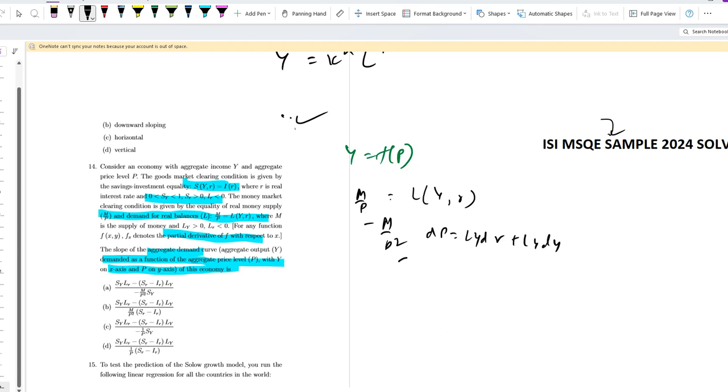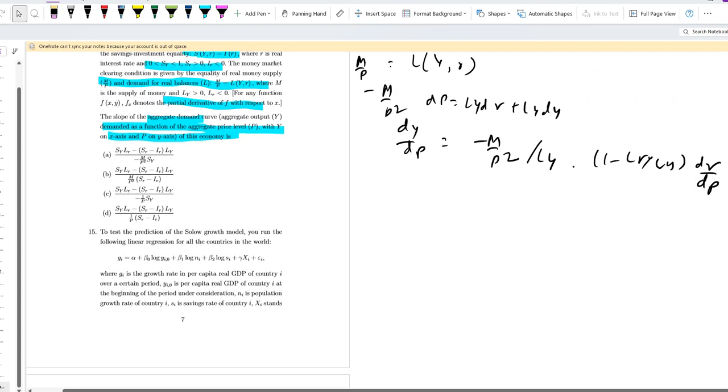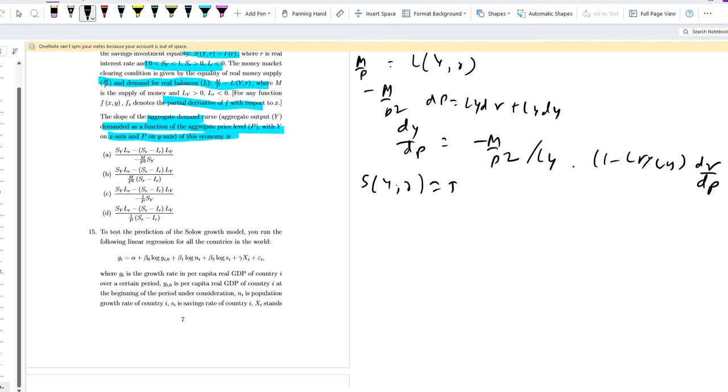So rearranging करने से dY/dP आ जाएगा. dY/dP is minus M by P square divided by Ly, minus Lr by Ly into dR/dP. ये आ गया. So the goods market clearing condition हम लोगों को पता है कि S of Y, R equal to I of R. So taking the total derivative again, S of Y यहाँ से लेंगे dY plus Sr dR equal to Ir dR. ठीक है.